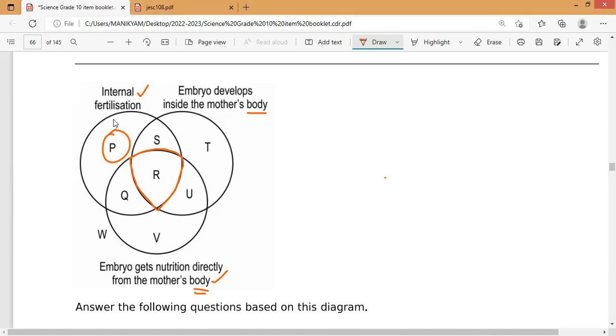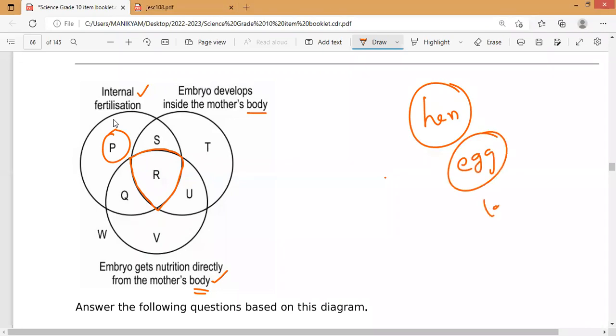All the animals that lay eggs, just check it, everybody. What will happen? Internal fertilization happens. Take, for example, a chicken or hen. Internal fertilization will happen, they will develop the egg and they will lay the egg. After that only the baby will develop. So the embryo is not developing in the mother's body and is not getting nutrition from the mother's body. If you take a human, internal fertilization takes place, the embryo develops in the mother's body only, and gets nutrition from the mother's body.